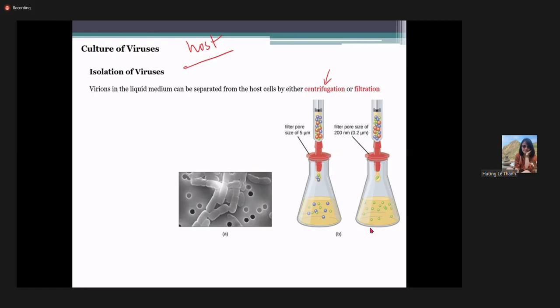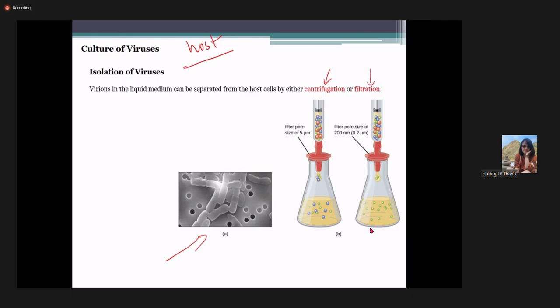Or another method we call filtration. It means that we can use filter paper to physically remove anything present in the solution other than the virus. So these membrane filters can be used to remove the cells from a virus solution. In picture A, you can see numbers of the materials in the root seed that have been captured from the surface of the cell membrane filter.